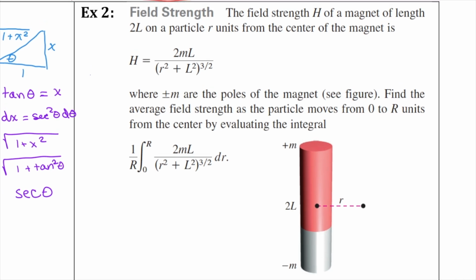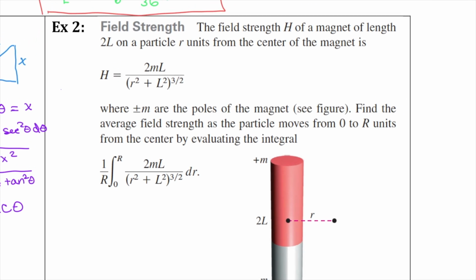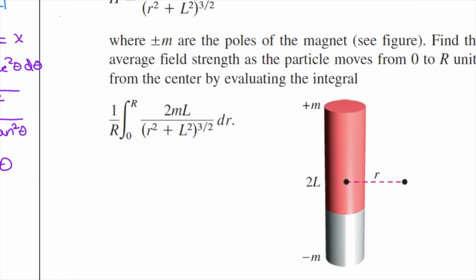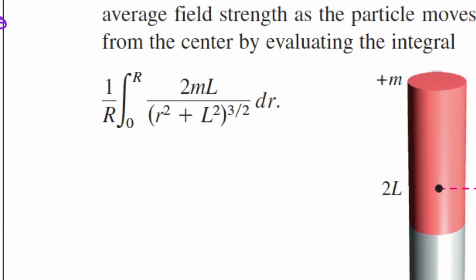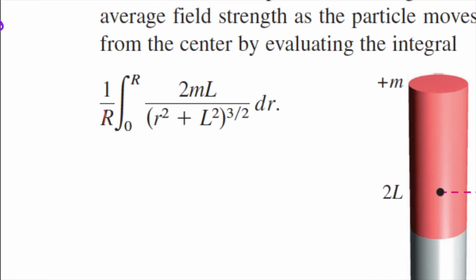Let's take a look at example 2. Go ahead, read the question. Did you notice that your equation was already given to you? The toughest part about this particular problem is keeping track of all of your constants. So R is a constant, capital R. We have M is a constant, capital L is a constant. The variable that we have is little r. So we're going to integrate this problem with respect to r.